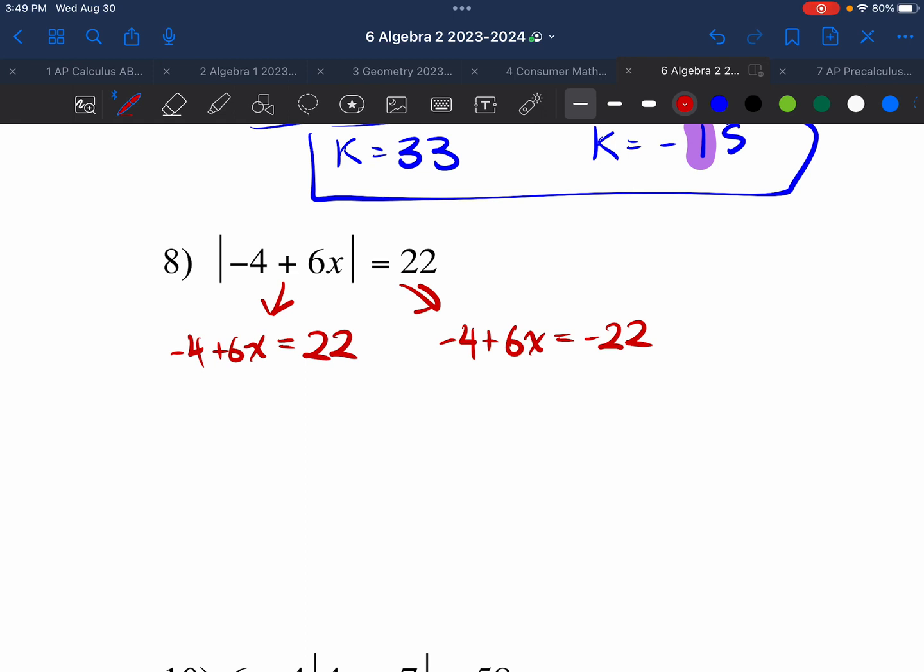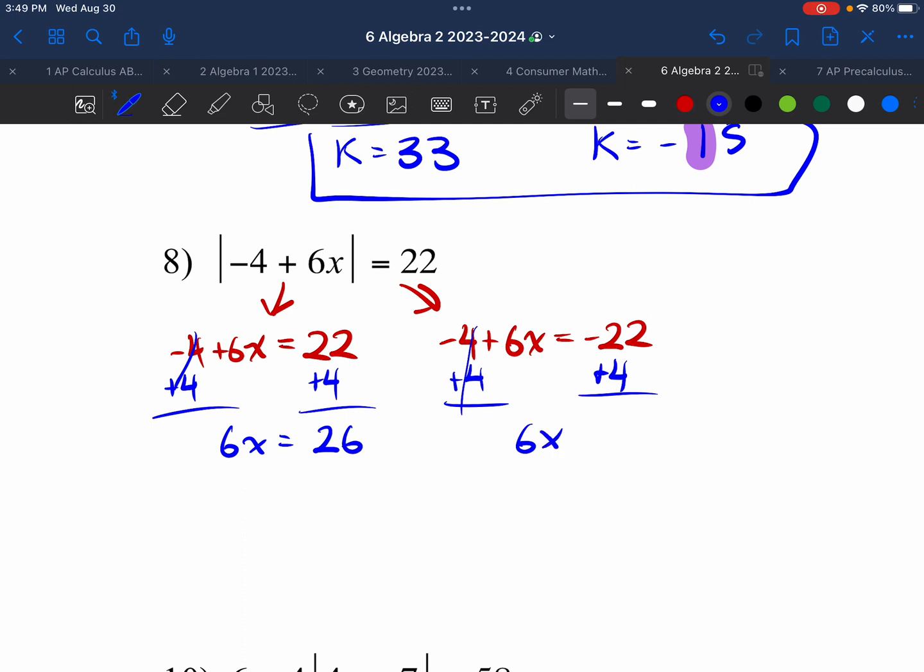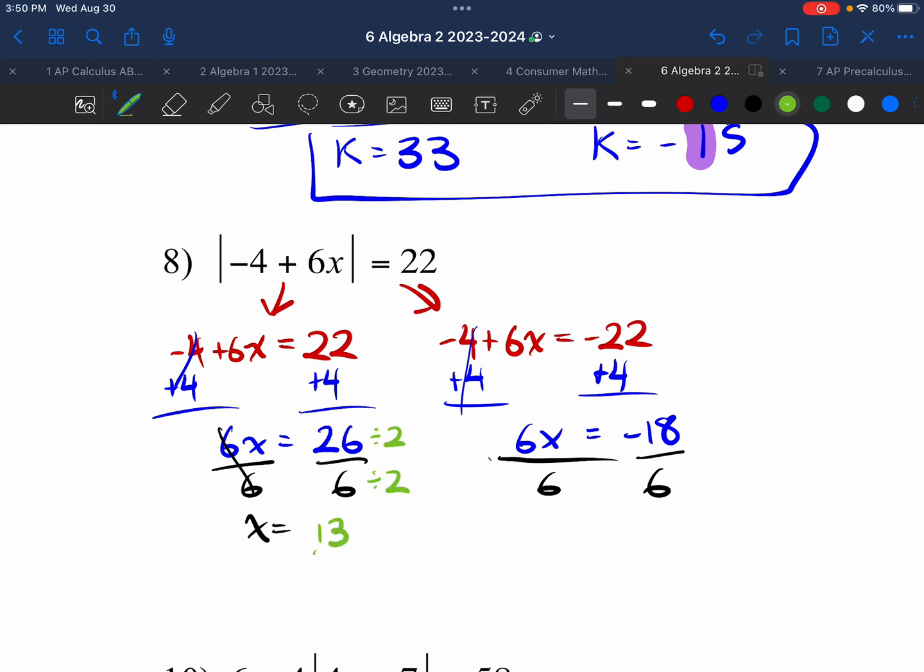From here, I can solve each of these in the exact same way. I'm going to add 4 to both sides. When I do that, the 4s are gone, and I get 6x is equal to, in the first case, 26, and 6x in the second case is going to be equal to -18. From there, I'm going to divide both sides by 6, and you're gone, leaving me with x is equal to 26 over 6, which I can reduce because I can divide both top and bottom by 2, and it's going to be 13 over 3.